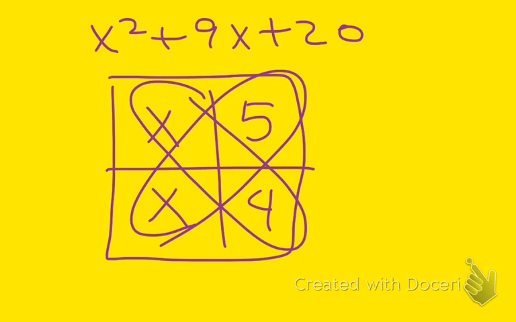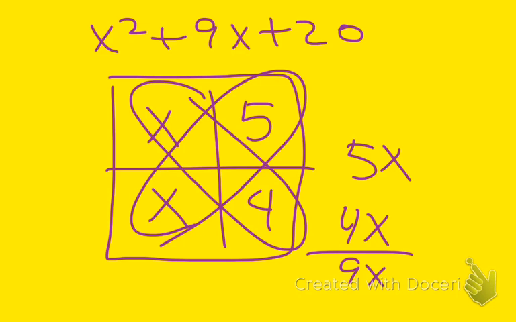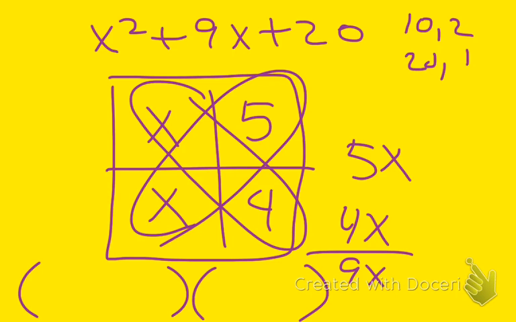That's going to make 5x, and it adds up to 9x. Very good. The other possibilities were 10 and 2 and 20 and 1, so we could have picked those. And so our answer is going to be x plus 5, x plus 4.